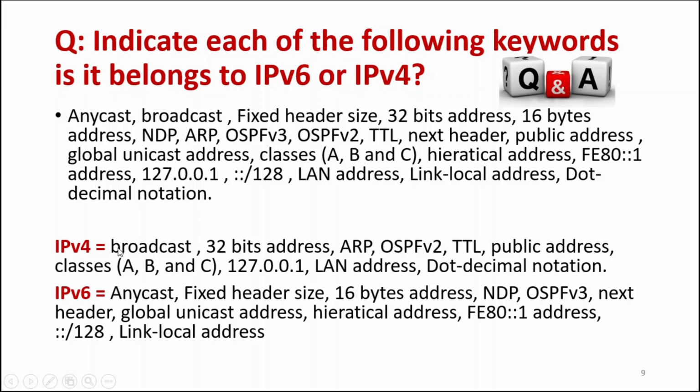Fixed header size. IPv6 needs 40 bytes as a fixed header size, compared to a variable length between 20 and 60 bytes for V4. When you are talking about a fixed header size, it definitely means IP version 6, whose header size is 40 bytes.